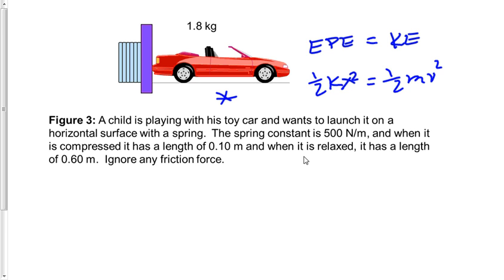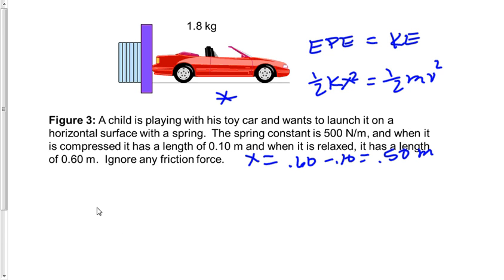Let's see. When the spring is compressed, it has a length of 0.1 meters, but when it's completely relaxed, it has a length of 0.6 meters. So to determine our X, it's just the difference between those two. So 0.60 minus 0.10 equals 0.50 meters. So the X displacement of the spring is 0.50 meters.